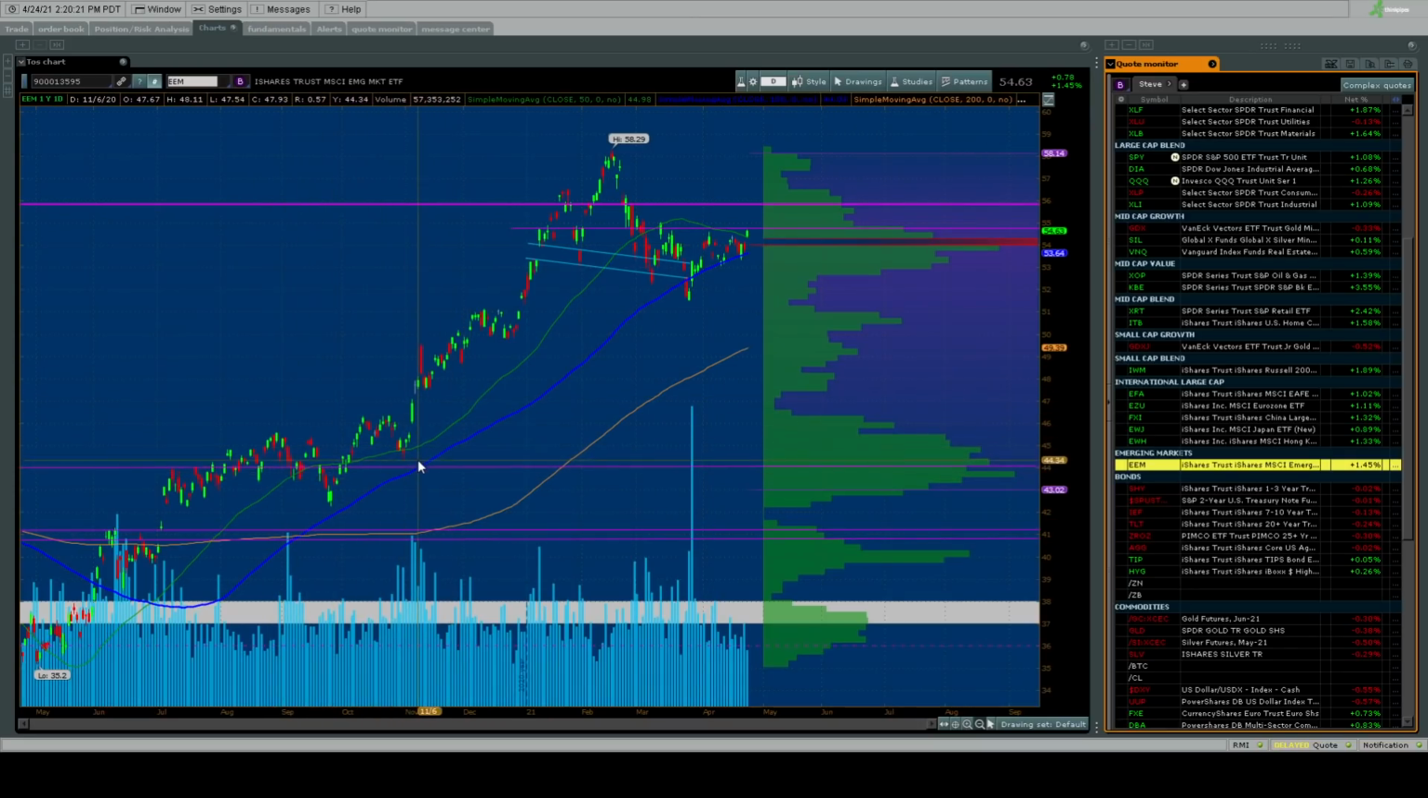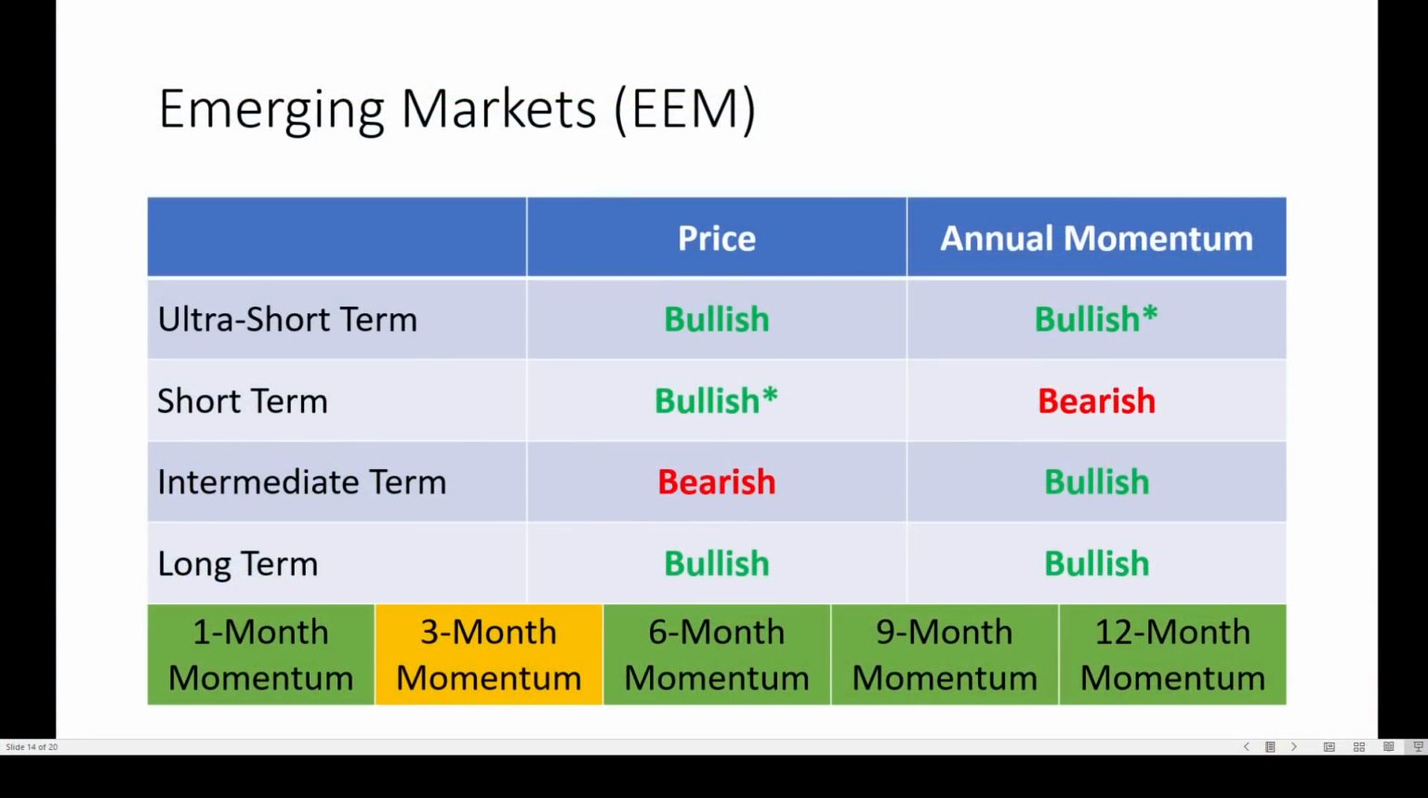You know, it doesn't have to tag it perfectly. It can be under and come back up. But here we see it's trying to get back over. But look at the 50 days rolling over, and it's getting squeezed between the 100 days. So it still looks toppish to me until we have something else to say otherwise.